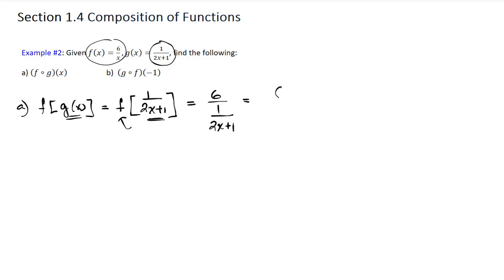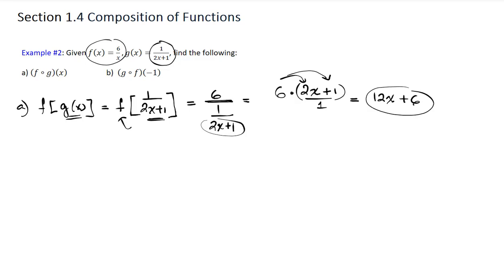And now simplifying this, to divide a fraction, remember, is to multiply by the reciprocal. So reciprocating 1 over 2x plus 1, we get 2x plus 1 divided by 1. Now make sure the 2x plus 1 is in parentheses because that is the entire denominator of the g of x function. And now to simplify this further, we can distribute the 6 through, which results in 12x plus 6. And that is the composite function of f circle g of x.